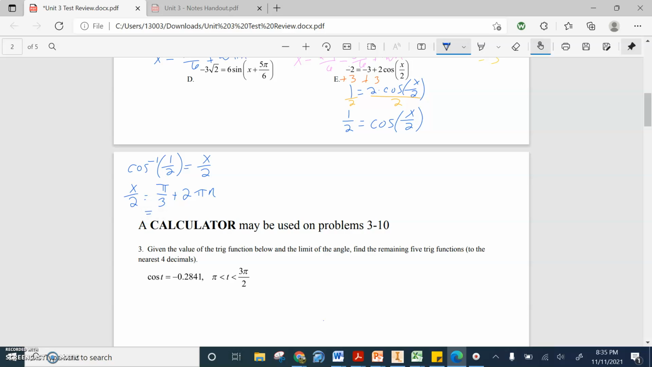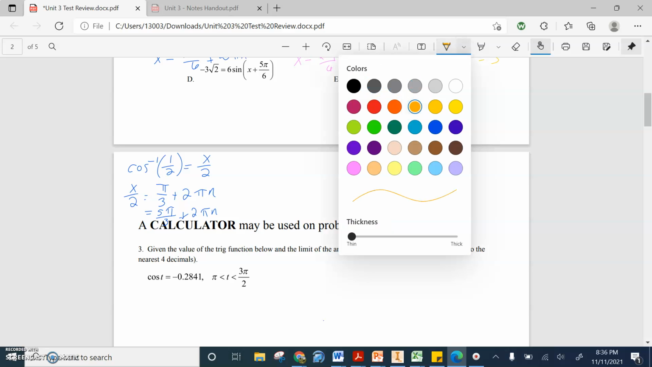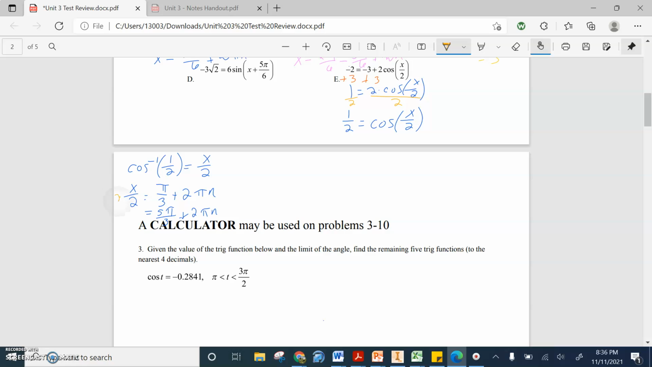or x over 2 is equal to the fourth quadrant, reference angle 60 degrees, or pi over 3, and that would be 5 pi over 3, kind of hard to see, sorry, plus 2 pi n. So the two answers we have, pi over 3 plus 2 pi n and 5 pi over 3 plus 2 pi n, need to be multiplied by 2. And so I say, 2 times that, and this whole thing times 2, this whole thing times 2.